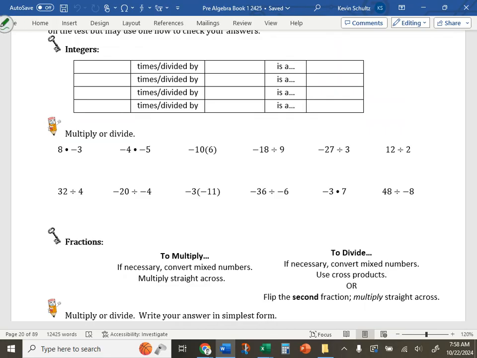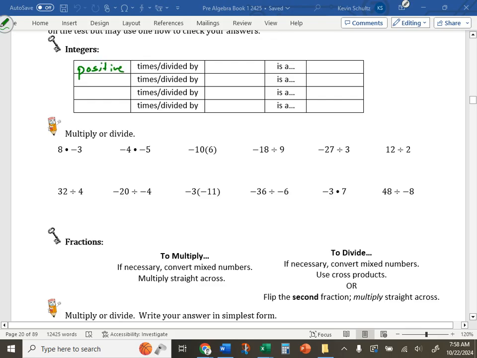So we have a table here. It's a key point. It can go on a help sheet. Obviously, you will not be able to use a calculator on this section of the test, so having this table on it can be helpful. When you've got a positive number and you multiply or divide that by another positive number, what sign is your result? Positive. Okay? A little plus there.